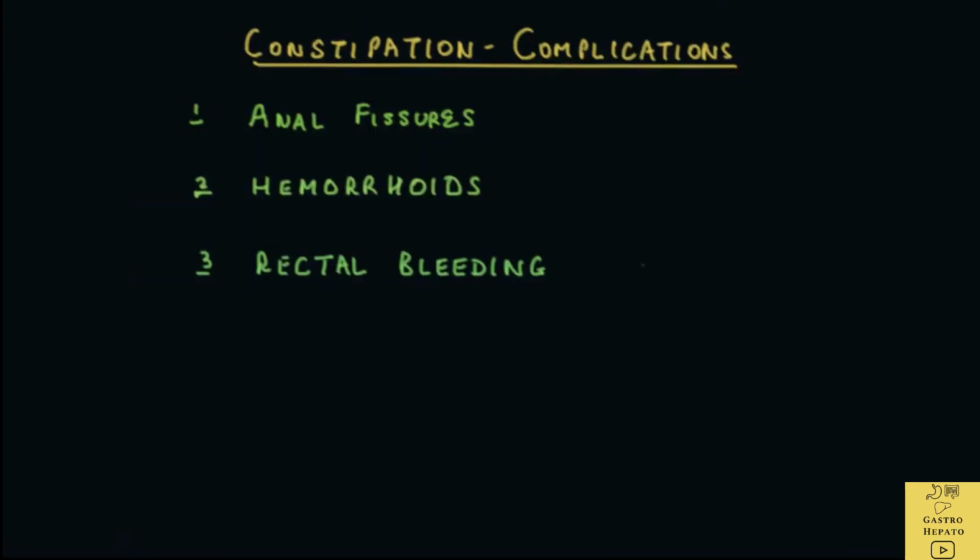Rectal bleeding after straining is another complication. Hard stools that get stuck in the rectum can cause a mechanical obstruction, and this is called fecal impaction. This happens in chronic constipation when hard stools accumulate in the intestines. So these are the 4 complications of chronic constipation.